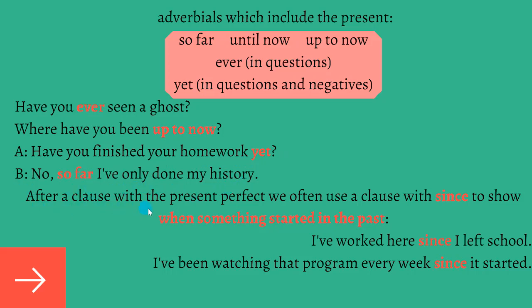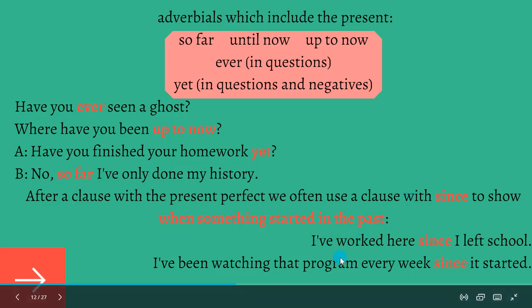After a clause with the present perfect, we often use a clause with since to show when something started in the past. For example, I've worked here since I left school. I've been watching that program every week since it started.